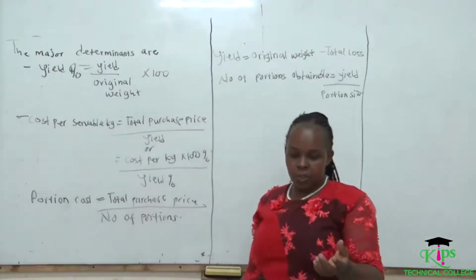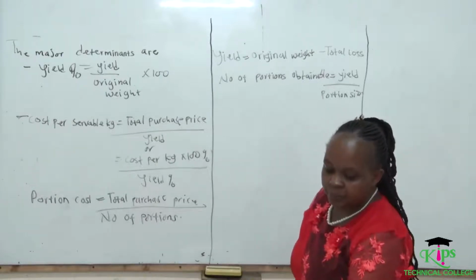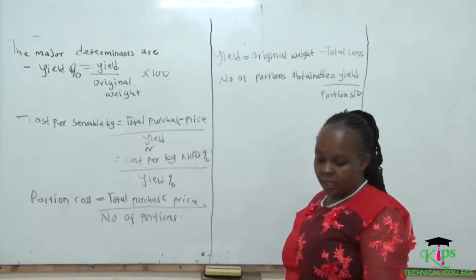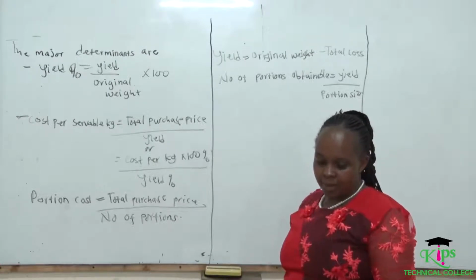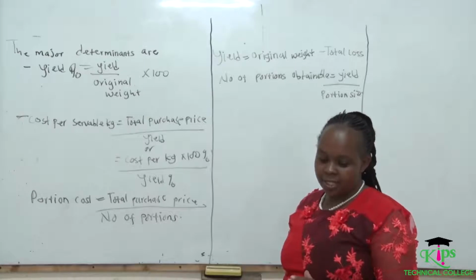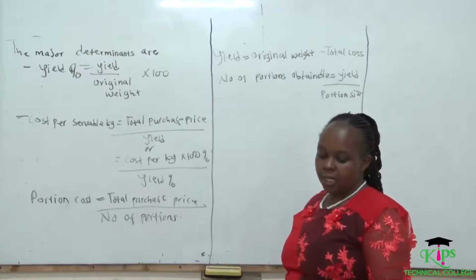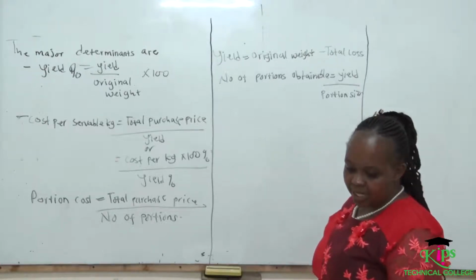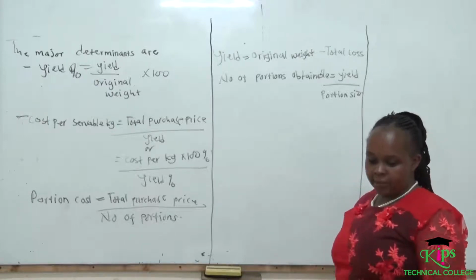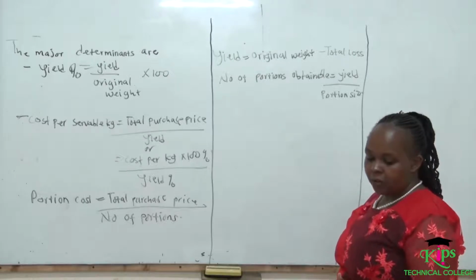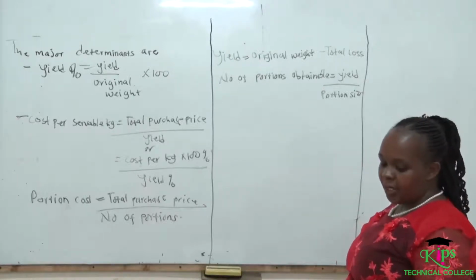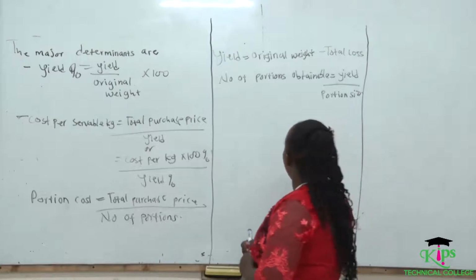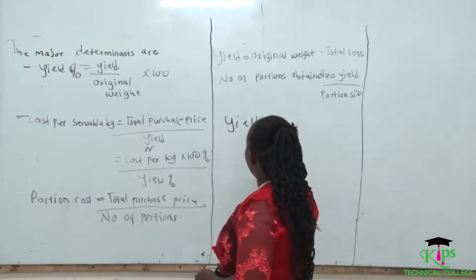Now I have already shown you the question that I want us to calculate using these formulas. The question says a 20 kg is purchased at 120 shillings per kilo. The bone loss is 30% of the original weight, and the cooking loss is 3.6 kg. Calculate the following to two decimal places: the yield, the yield percentage, cost per servable kg, the cost factor, the portion cost, the number of 200 gram portions obtainable, and then the selling price per portion to obtain a 35% gross profit margin. So the first thing that we are supposed to calculate is the yield.